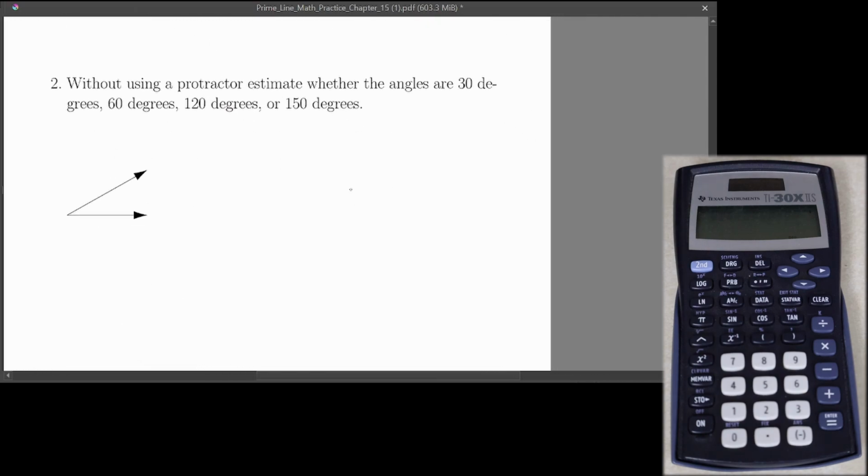Same story looking at this, realizing that if we have a right angle, half of it's 45, and that looks like we are less than half. So we could say we are probably a little bit closer to 30 degrees.